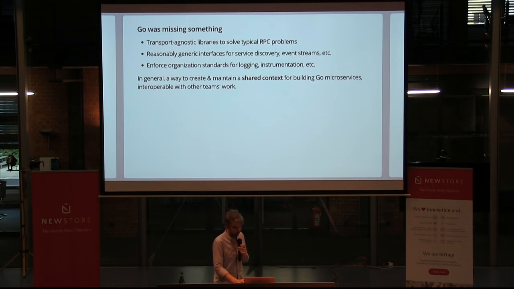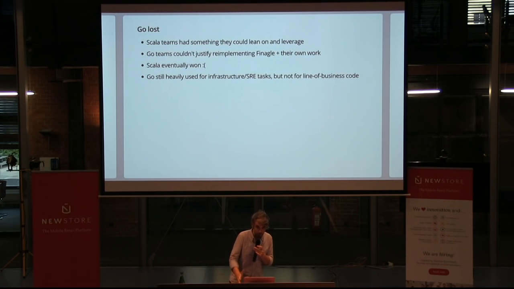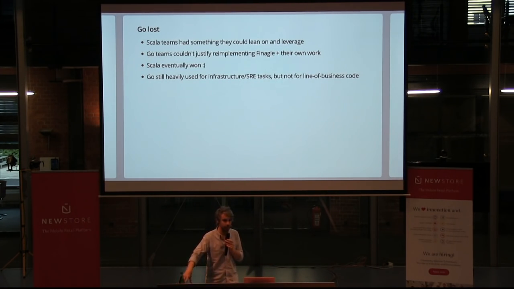And so that's kind of what we felt here. And so, unfortunately, in the business domain, Go kind of lost out. The Scala teams had something they could lean on and leverage, and it acted sort of like a force multiplier. But the Go teams couldn't justify, in terms of costs, re-implementing Finagle plus doing all of their own work. So Scala eventually won for business stuff. Go is still heavily used for infrastructure, SRE type work, but not for line of business code, really. And that made me super sad.